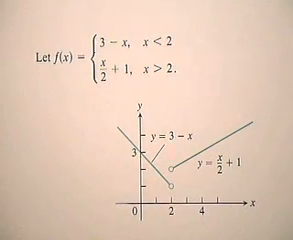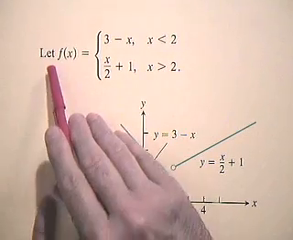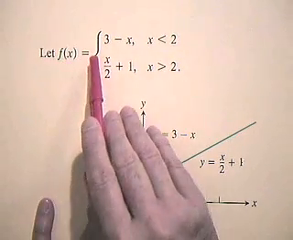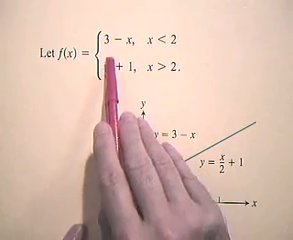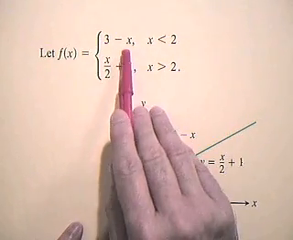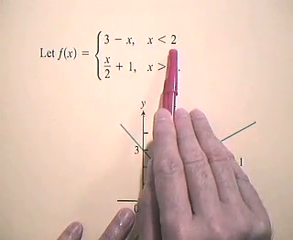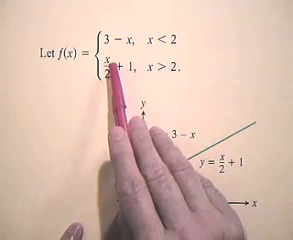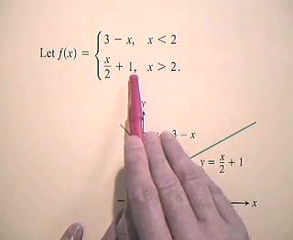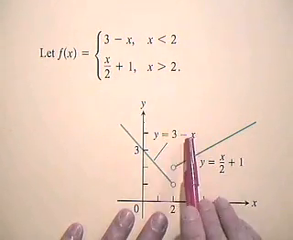Well, let's look at an example where we use one-sided limits to answer the question of existence of a two-sided limit. Here, I have the function f of x given with two different expressions. First, it's 3 minus x if x is less than 2, or we use x divided by 2 plus 1 if x is greater than 2.